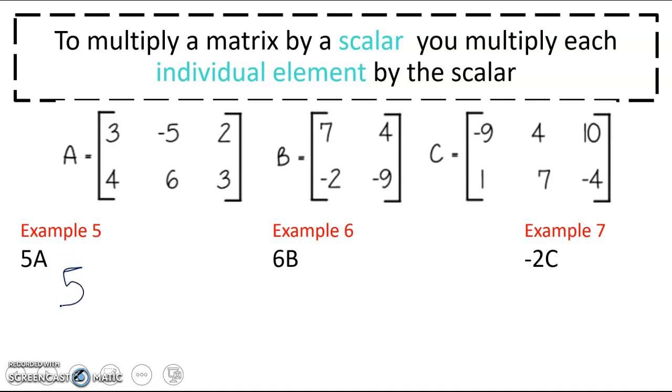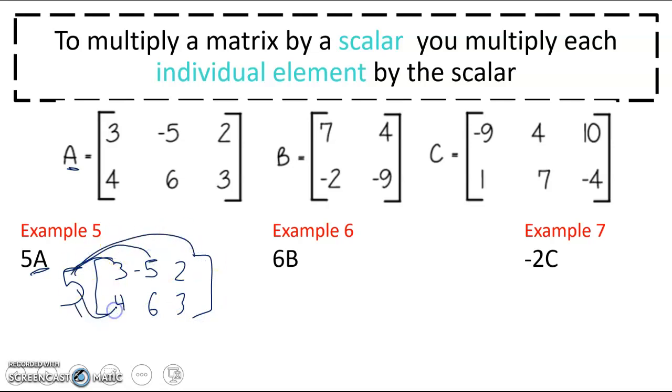Then I'll go 5. We're going A, so I'm going to do it with matrix A right here. I'm going to basically rewrite 3, negative 5, 2, 4, 6, 3. Essentially, we just take this 5, multiply it to every single term in the matrix, basically kind of distributing it here. And we're not going to change the dimensions. We got 2 rows, 2 things going left and right, 3 columns, so it's a 2 by 3 matrix. It's going to remain a 2 by 3 matrix. Again, we're not changing the dimensions.